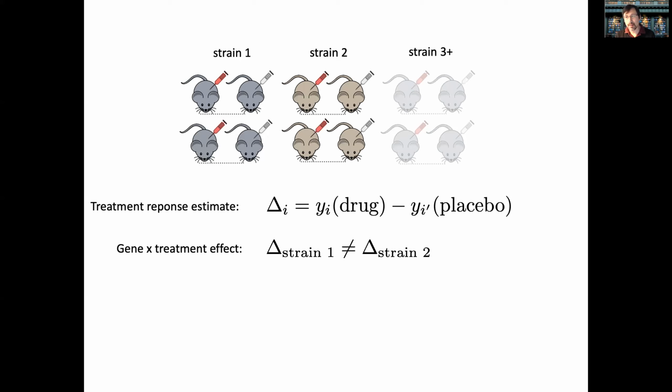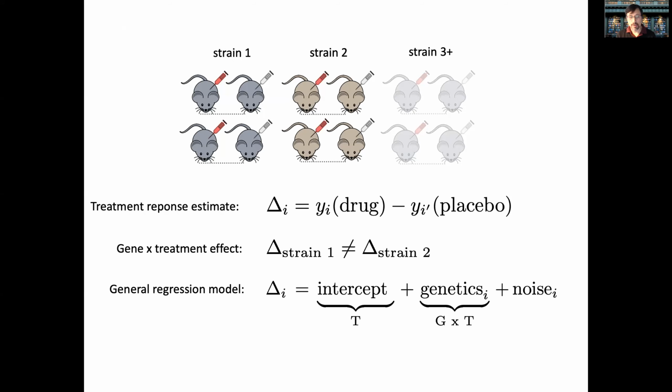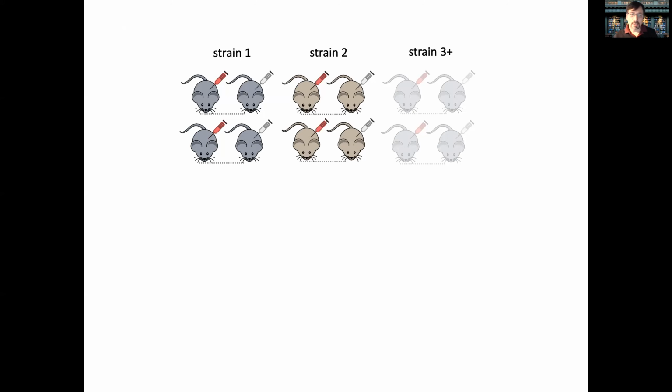And more generally, if we had many strains, then we could fit a sort of general regression model where the dependent variable is the delta for each pair, and then the intercept is just the overall treatment effect, and the strain is the G by T component. So in order to do something like this, you obviously need lots of strains and to span a lot of genetic diversity if you want to do G by T discovery.